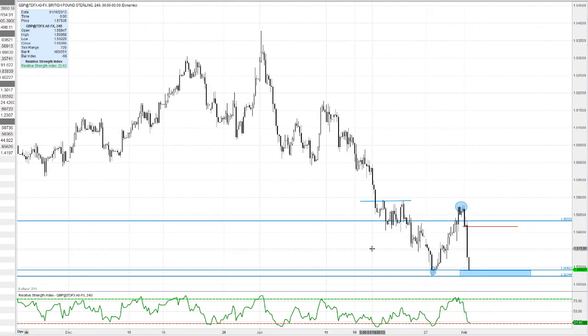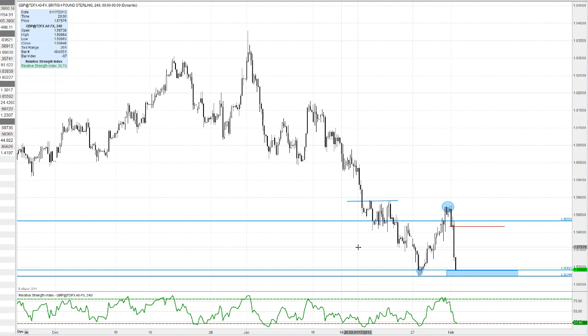It could be, and I say could because we don't know at this point, but it could be an end of move, meaning the market came down, we put in a double bottom.